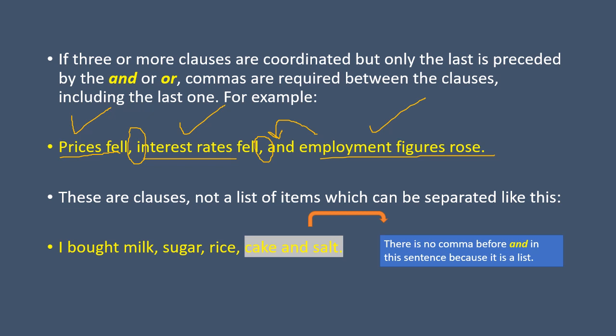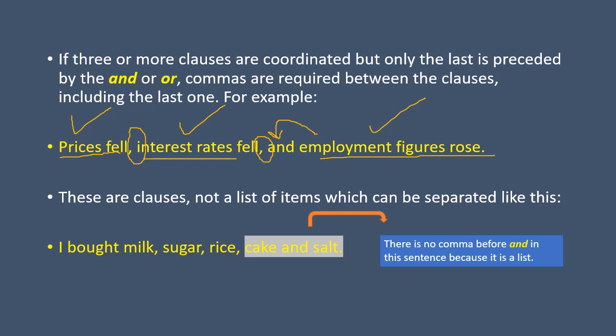So this is a very similar use of the comma as when we are writing a list. Okay, now here you could also use semicolons. So can you see the complexity, as we discussed in the first slide, that it's a commonly used punctuation mark, but at the same time it is very difficult to categorize. So these are clauses, these ones, not a list of items which can be separated like this.